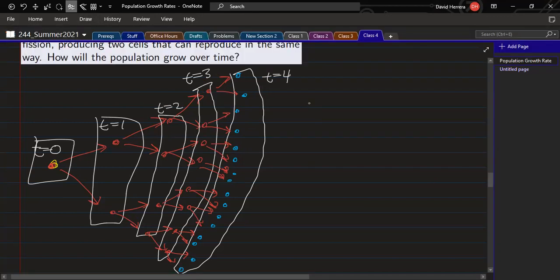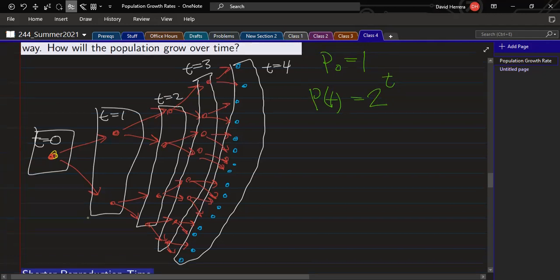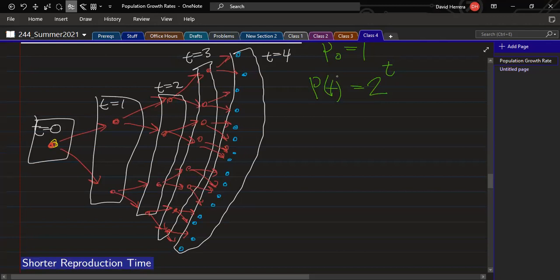So with initial condition, initial population P0 is 1, P of T is going to be 2 to the T. Every time it doubles. And so what you see here is that's the simple rate that you get. One thing you can calculate is delta P over delta T, just to find out what it is.